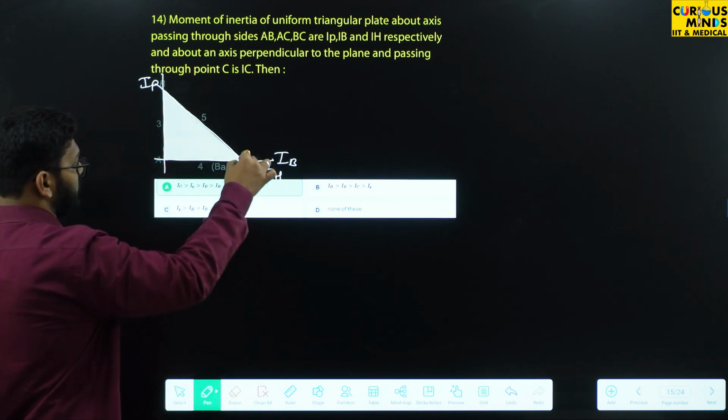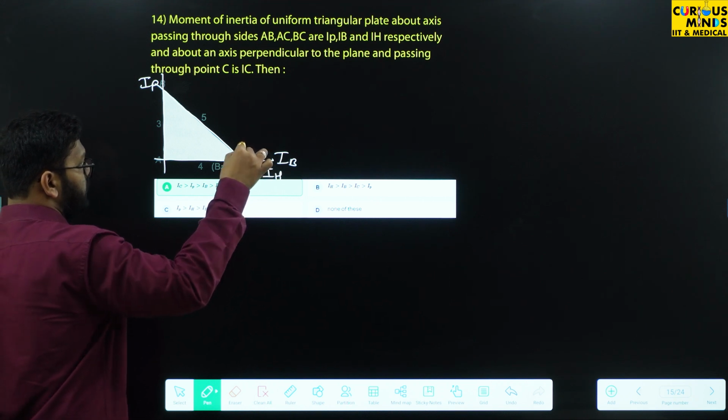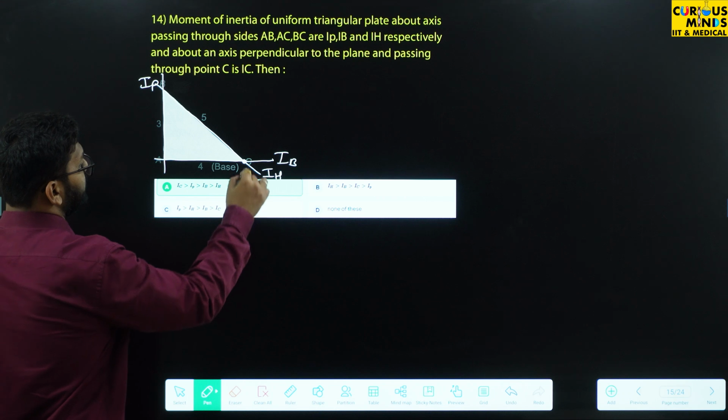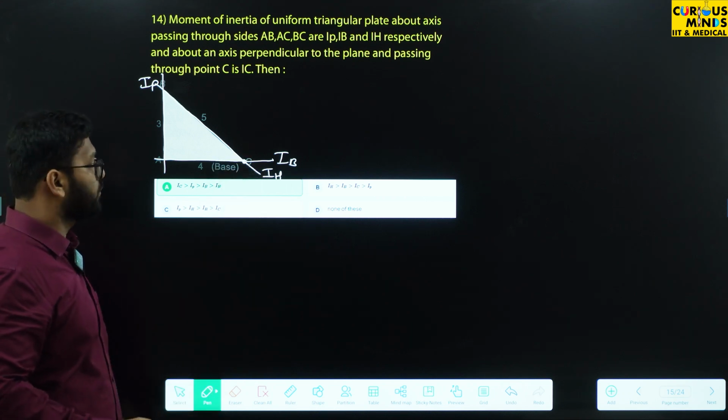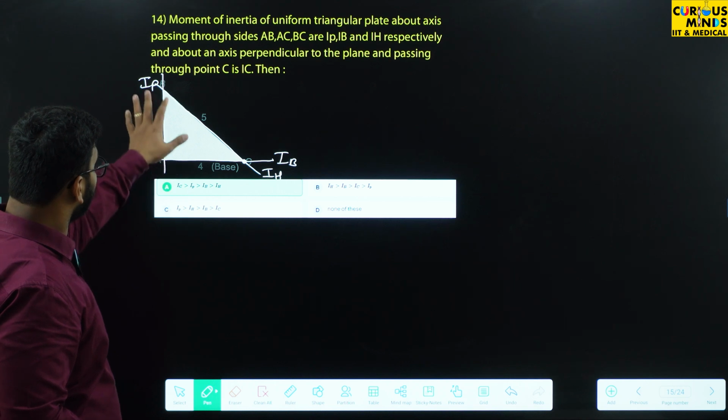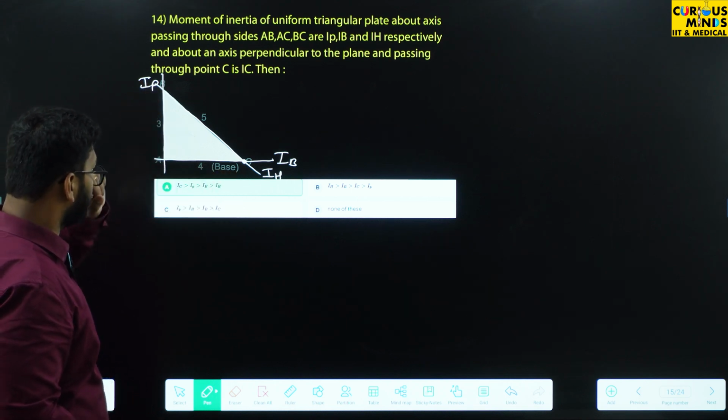And passing through point C, there is one axis perpendicular to the plane. That is IC. Then we have to find out the relation between them. How will you do that? Let's first compare IP, IB, IH.